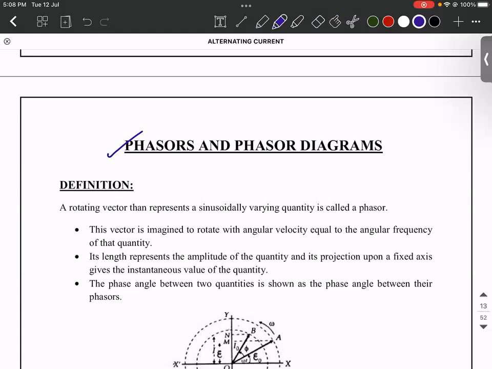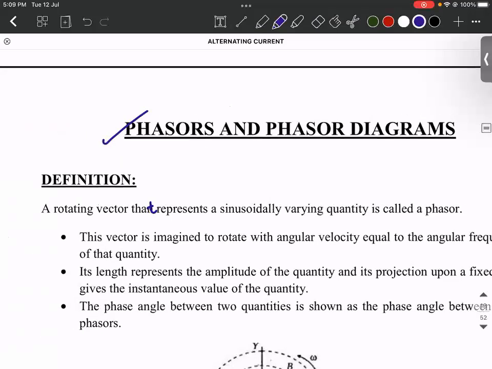So if I have to give you a definition of what a phasor is, please write it. Definition of phasor, P-H-A-S-O-R. Definition of phasor is a rotating vector that represents a sinusoidally varying quantity. It's written here. A rotating vector that represents a sinusoidally varying quantity is called a phasor. Okay.